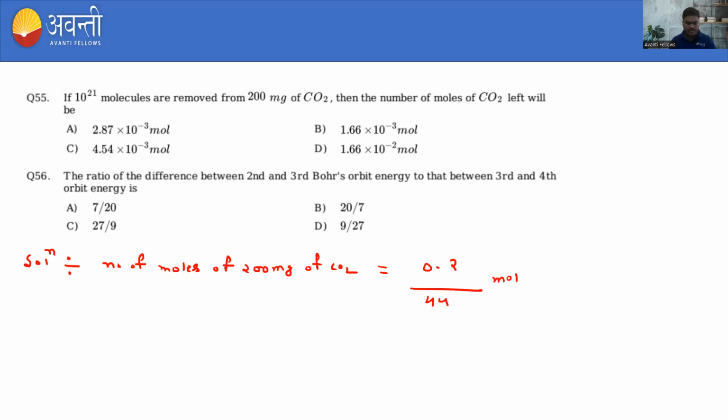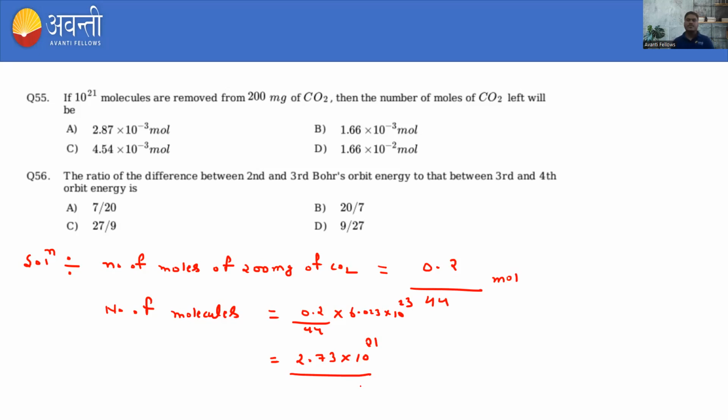So now the number of molecules for this. If you know the number of moles, you can easily calculate the number of molecules. So the number of molecules is 0.244 into 6.023 into 10 raised to the power 23. Just multiply by the Avogadro number. So on solving, what you will get is 2.73 into 10 raised to the power 21. That is, the number of molecules is equal to 2.73 into 10 raised to the power 21.